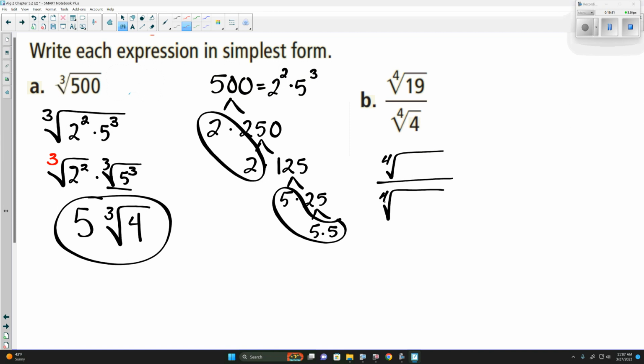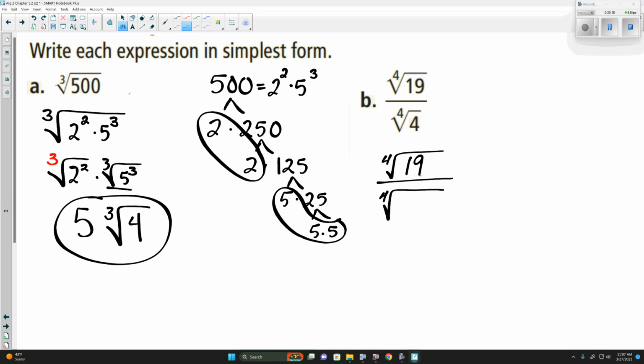Can we rewrite 19 as a product of prime numbers? No. Other than just 19, because 19's prime factorization is just 1 times 19. That doesn't help us. Because if there were prime factors that worked out to be 2, say 2 to the 4th or 3 to the 4th, we'd want to put it so that we can simplify it out.